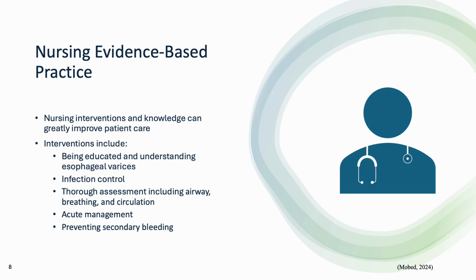Some of these interventions that they listed are being educated about the underlying cause and effect, understanding the signs and symptoms, risk factors, and medical management, adequate infection control, including hand hygiene and use of PPE, thorough assessments, including airway, breathing, and circulation, acute management, including adequate suction, monitoring vitals, multiple large bore IVs, staying on top of labs, giving medications, preparing for the EGD and blood transfusions as needed, and also preventing secondary bleeding, not over-resuscitating, and communicating assessment findings with the doctors.